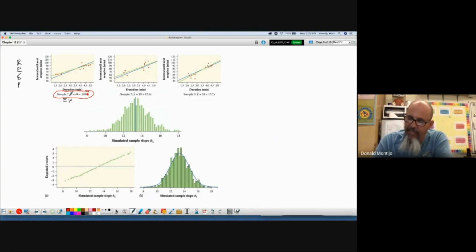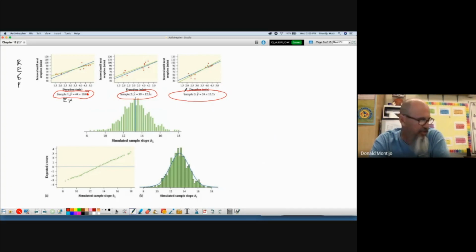They did it again. They gathered another set of data, and guess what? They did not get the same regression line. Well, sampling variability. From one sample to the next, we're certainly going to get different values. So this one came up with 39 plus 12.5x. They did another sample, and they got y hat equals 24 plus 15.7x.